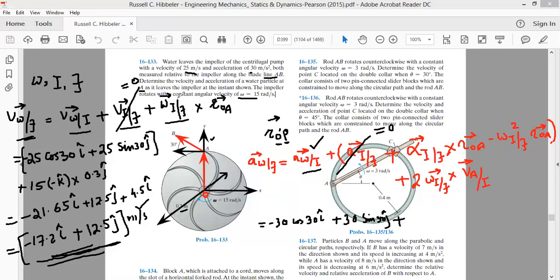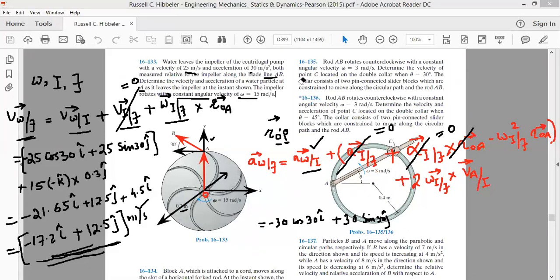For the impeller, the person on the ground says that its angular velocity is constant. When angular velocity is constant, angular acceleration is also equal to 0. Therefore, this entire term will be equal to 0. Then we are left with minus angular velocity of impeller with respect to ground, its magnitude, that is 15.